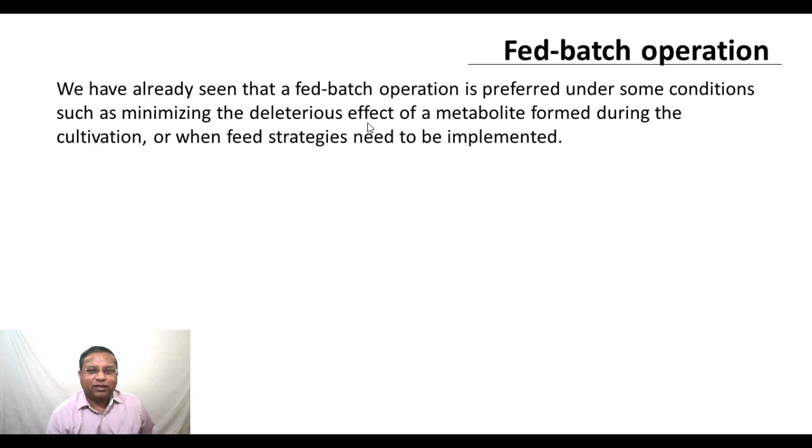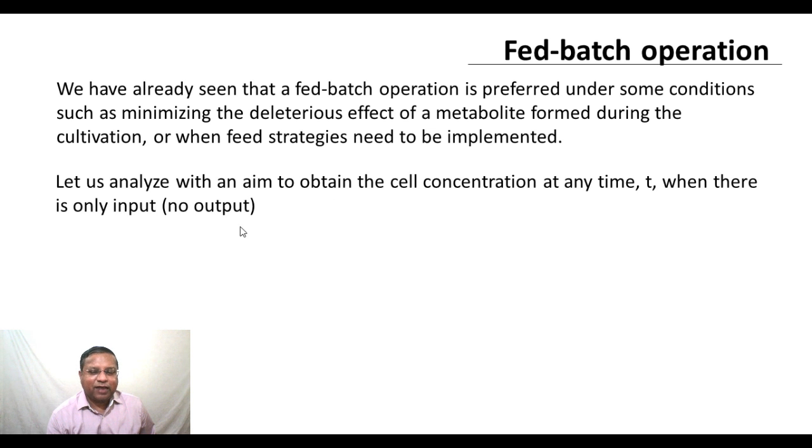We've already seen that the fed-batch operation is preferred under some conditions, such as minimizing the deleterious effect of a metabolite formed during the cultivation, or when some special feed strategies need to be implemented. This is one of the situations where one would prefer a fed-batch operation. Let us analyze this operation with an aim to obtain the cell concentration at any time t when there is only input. I am just taking one simple case to start you on the analysis. It can get a lot more complex. As long as you know the functionality, you will be able to get expressions and solve them towards your needs later.